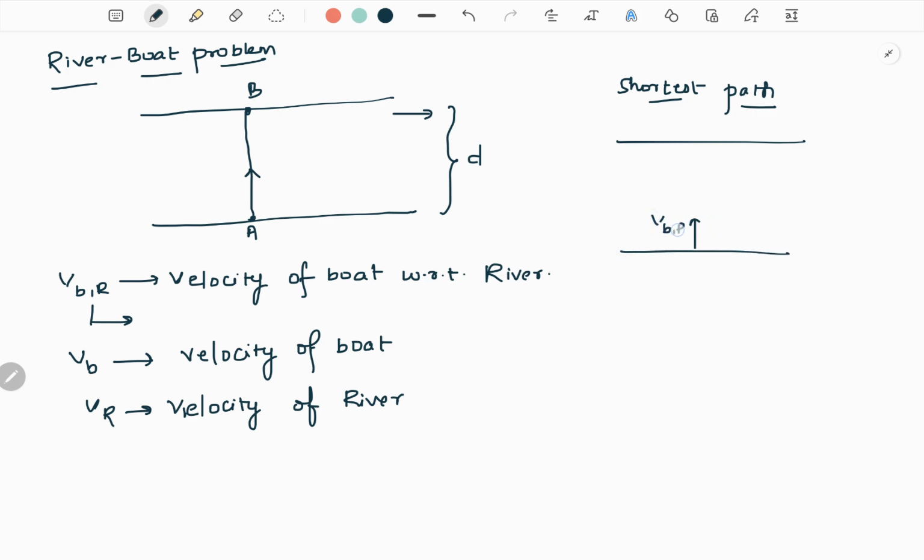But imagine you take a boat and you try to steer it in that particular direction. Let's say, one second. VBR can be written as velocity of boat with respect to ground minus velocity of the river, or we can write VBR plus VR is equal to VB. Your VB represents the velocity of the boat as seen by a person standing on the bank of the river. So if you steer your boat, just 1 minute.